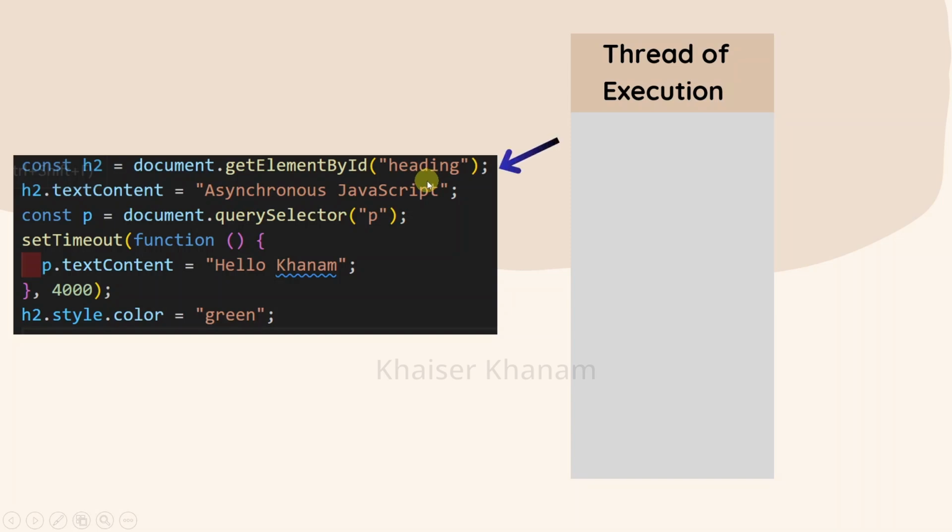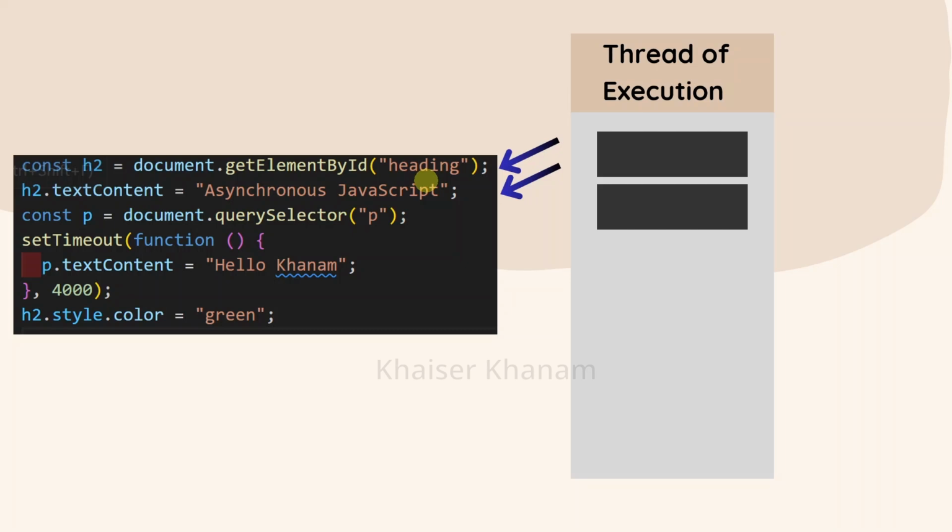First line of code is reached. This will be executed inside the thread of execution. Second line is reached. It will be executed here. Third line is reached. It will be executed. All this will be executed in a synchronous way.